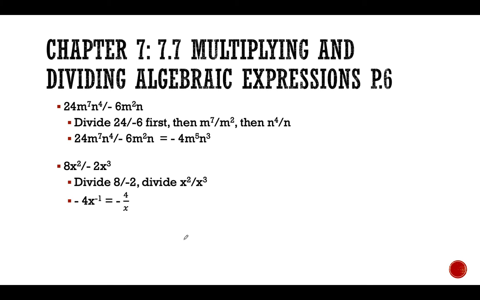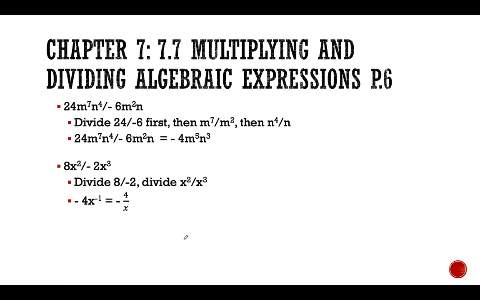So 24 divided by negative 6 is negative 4. m to the 7th divided by m squared is m to the 7 minus 2, so it's m to the 5th. Then n to the 4 divided by n is n to the 4 minus 1, so that's n cubed. Negative 4, m to the 5th, n cubed.